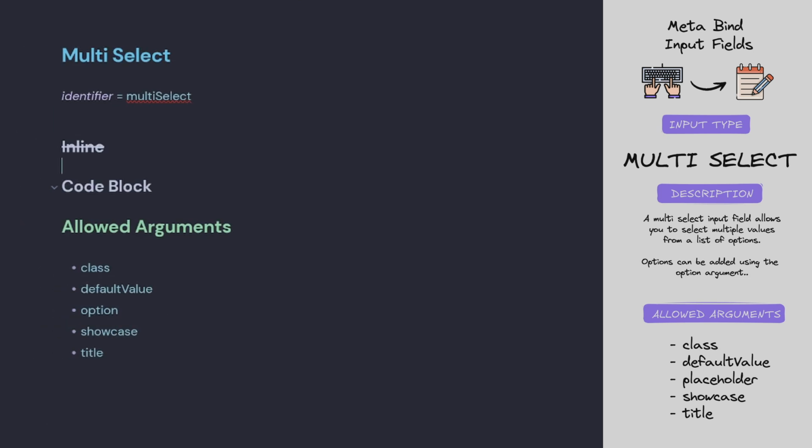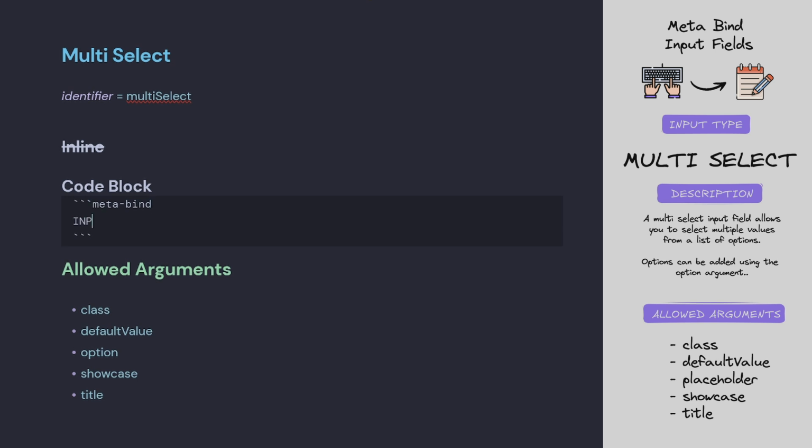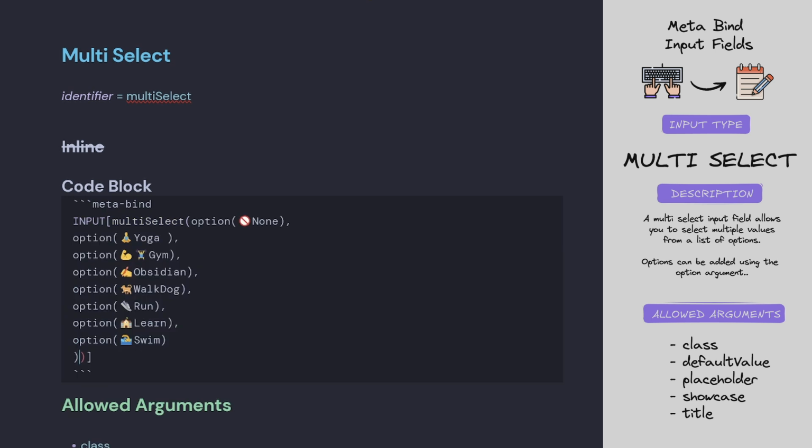We'll now look at the multi-select input field. The identifier is multi-select. It's not supported by inline. We'll start with our code block, put in metabind input, followed by our identifier. Now we need to specify the option again, like we did in our select. To save time, I'm just going to come in and paste one that I've already created. This time it's going to be habits. So we're going to choose multiple habits that we've completed for the day. Got our options in there.